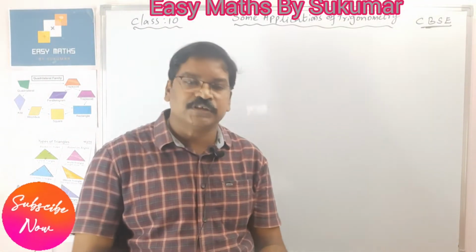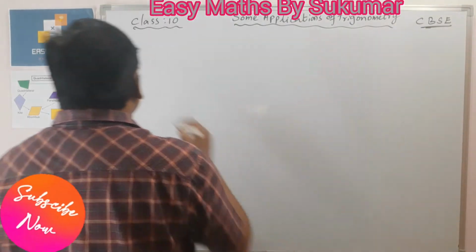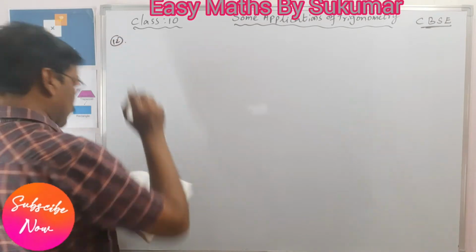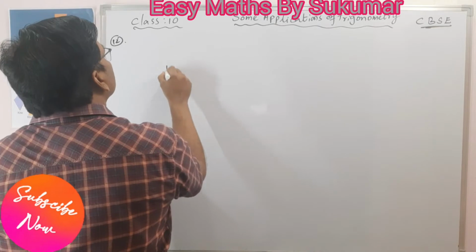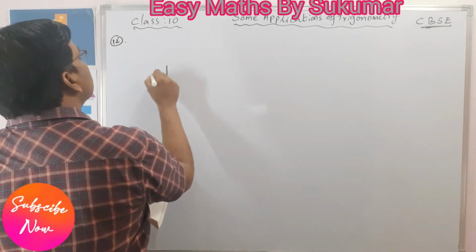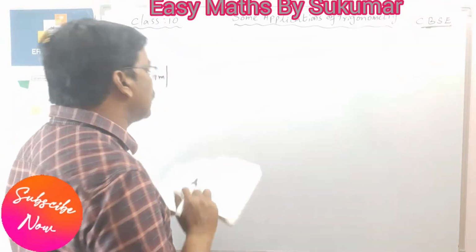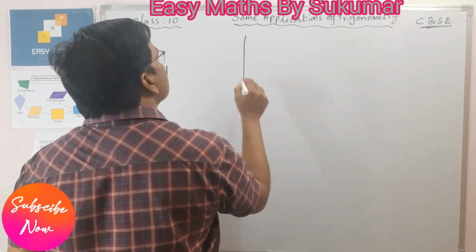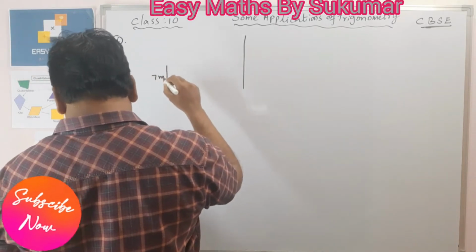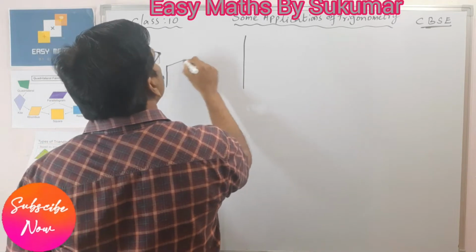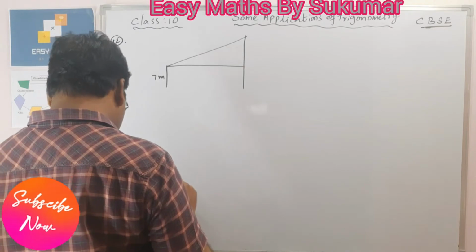Coming to the 12th question in this exercise 9.1, my dear students. From the top of a 7-meter high building, so this is the building. This is a 7 meters high building. The angle of elevation of the top of the cable tower. This is the cable tower. So, my dear students, from the top of the 7 meters high building, the angle of elevation of the top of a cable tower is, this angle of elevation is 60 degrees.